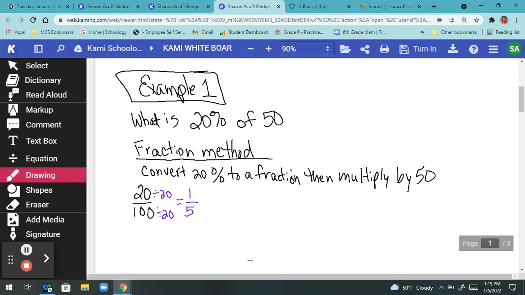Change color here. And I'm going to go ahead and multiply it by 50. Now 50 is a whole number. I'm going to put it over 1 right quick. I'm going to teach you a method called simplify before you multiply. This is one skill you need.